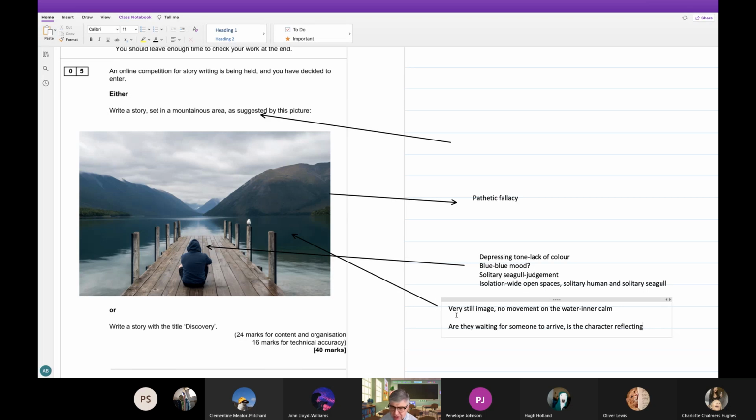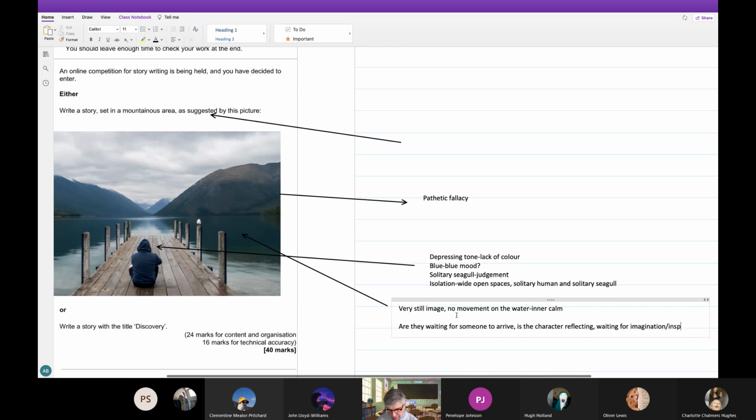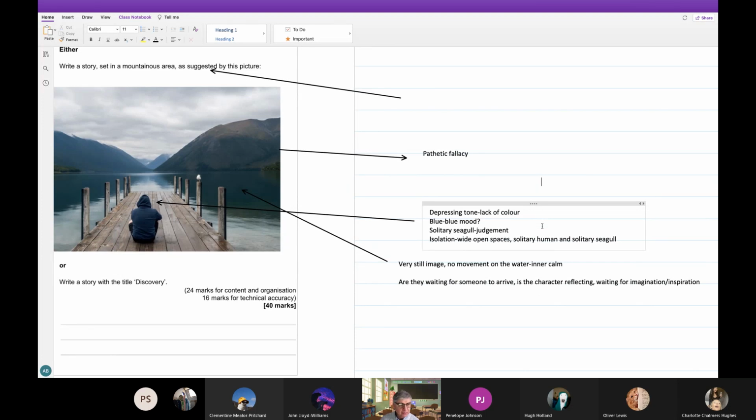Right. So what else was said there? Waiting for the imagination. We can think about also that idea of inspiration too. So again, what is it they are waiting for? Okay. Now, who else have I not asked yet?